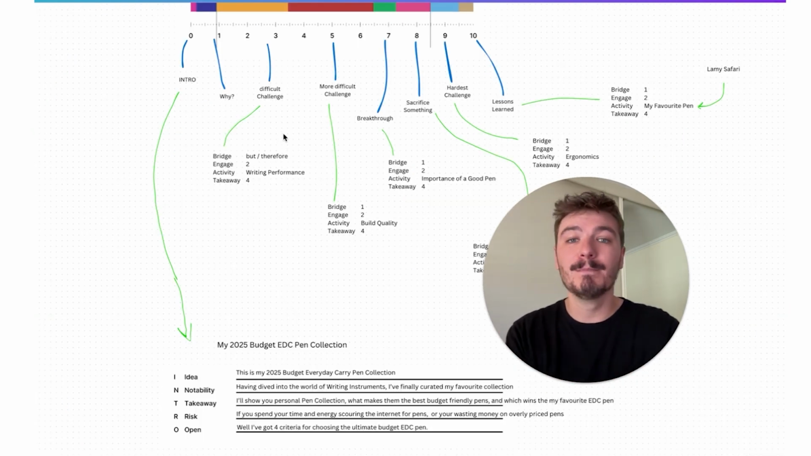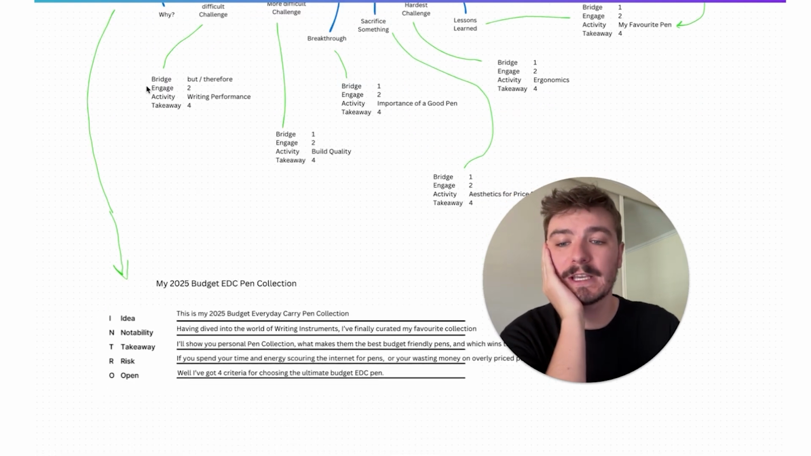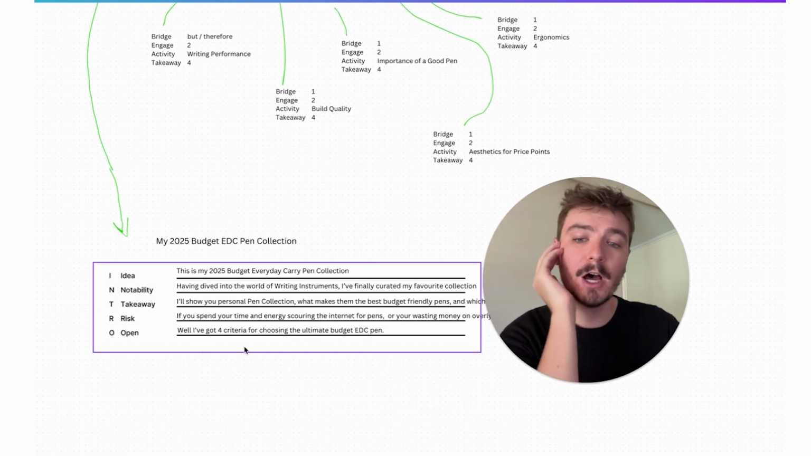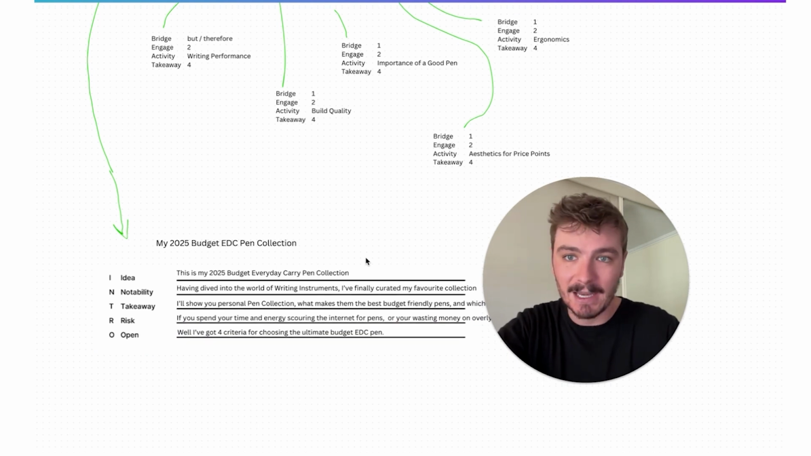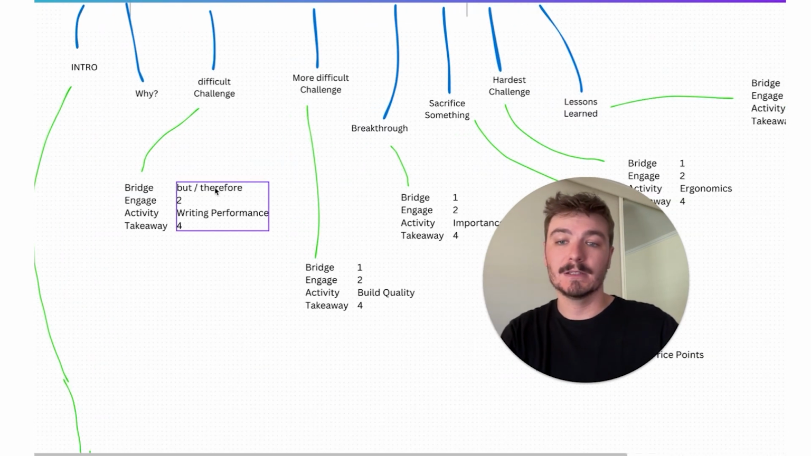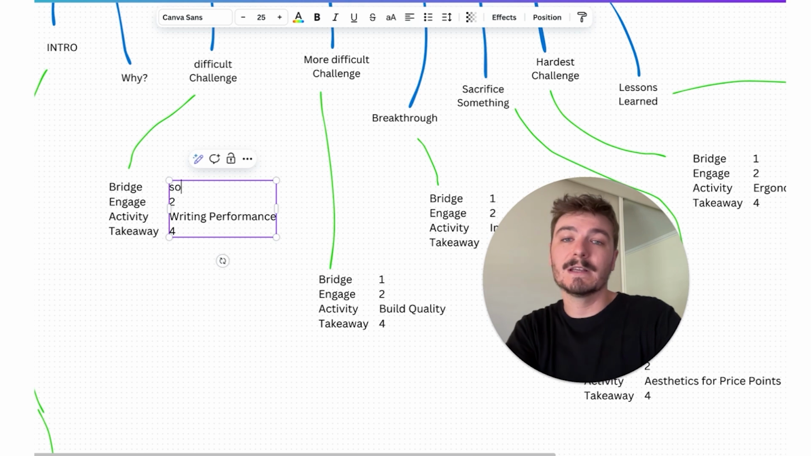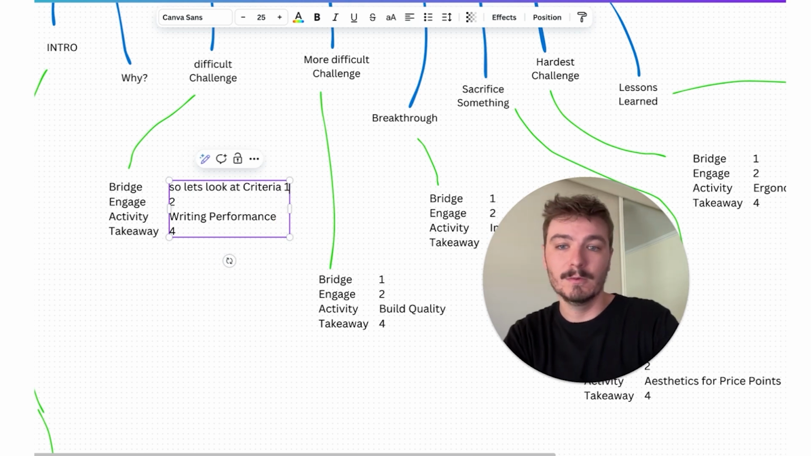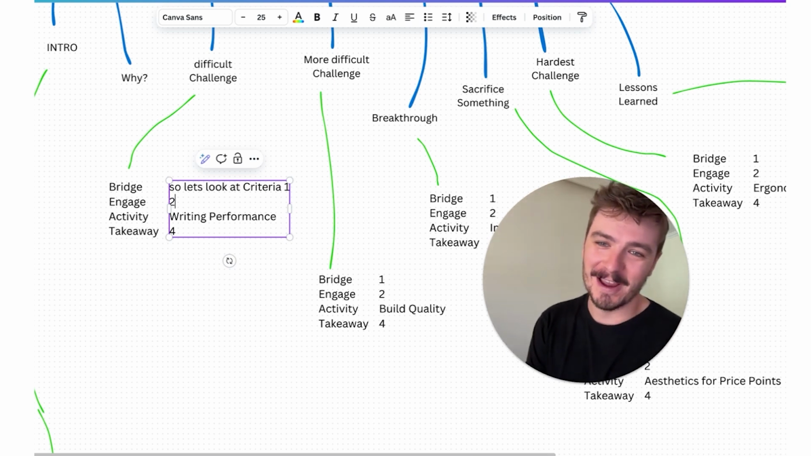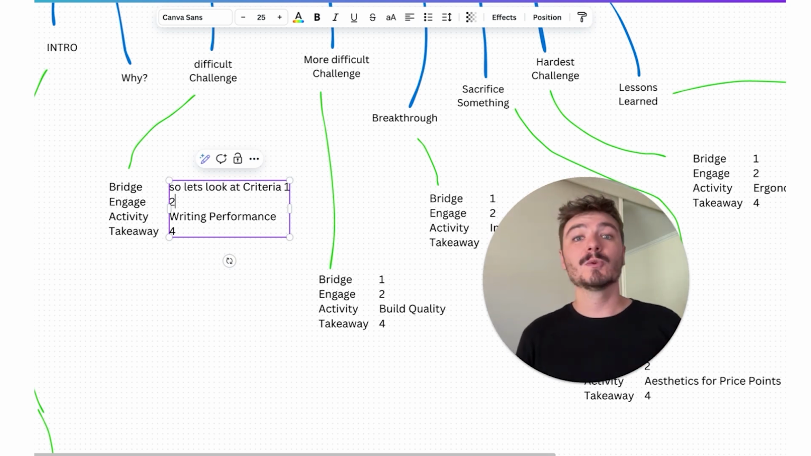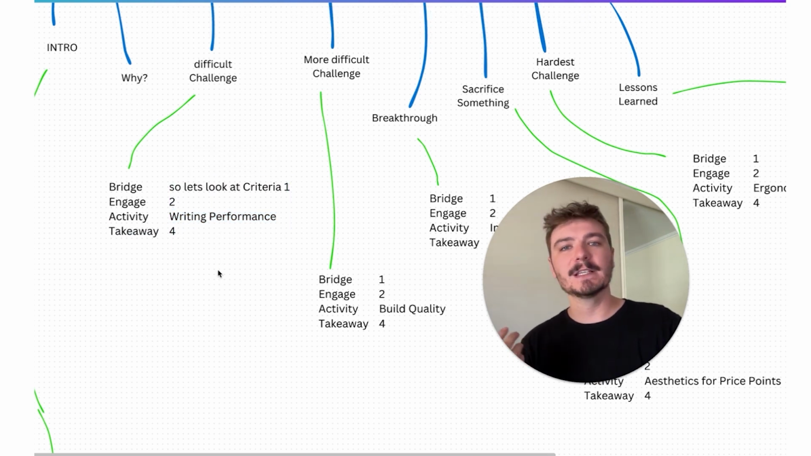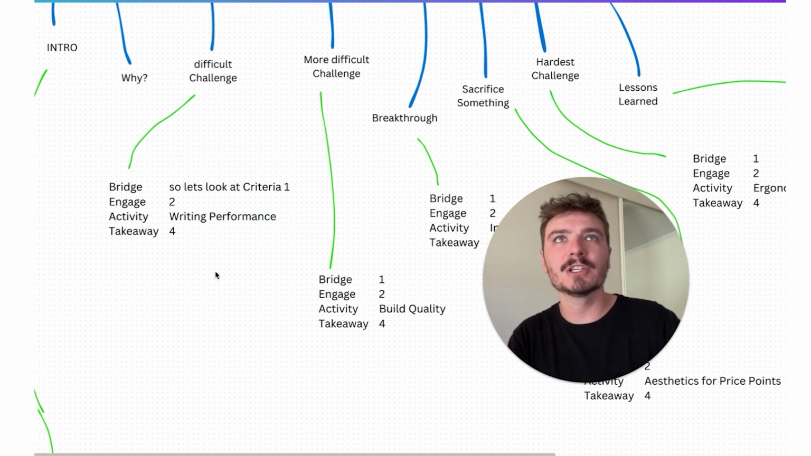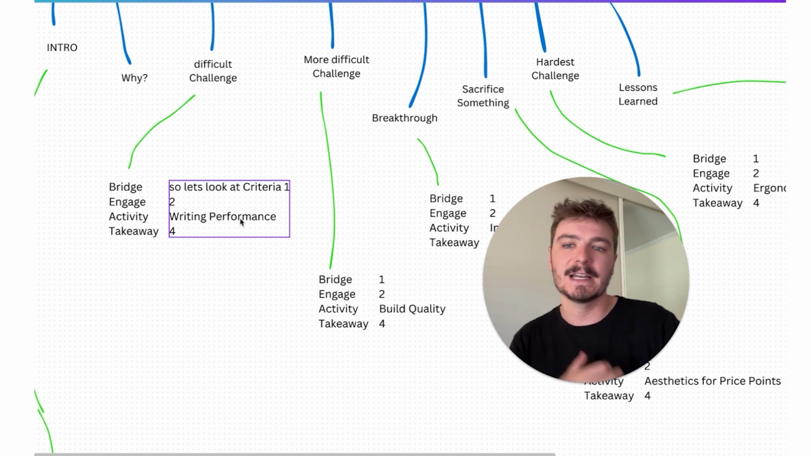So we're going to add here but or therefore. So in this bit here, we've got the intro. And the last sentence is, well, I got 4 criteria for choosing the ultimate budget EDC pen. So I think it makes sense to start with therefore. So is a synonym for therefore. So let's look at criteria 1. So that's a pretty easy sentence to write. Now the next thing here is to engage them. So we need to engage them in this beat here, in the writing performance. So this is basically like re-hooking them, re-engaging them in the point and setting up this next point here.